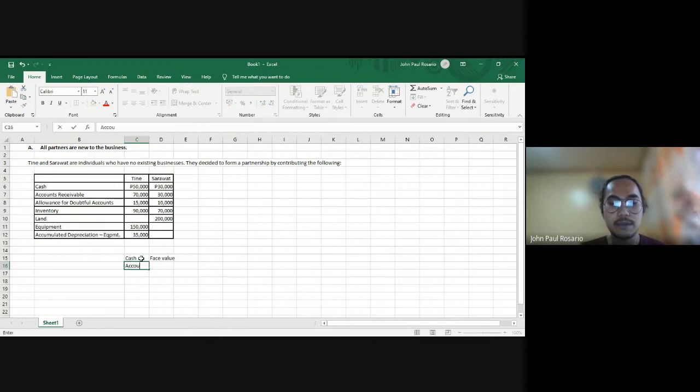Now for your accounts receivable naman, for the rest of the items here, it will be recorded based on the partnership agreement. So for the non-cash property or non-cash assets, valuation is in hierarchy. So first is based on agreement. If there is no agreement, or if the agreement is absent, then we go to your fair value or your market value.